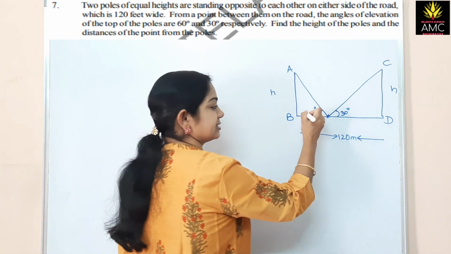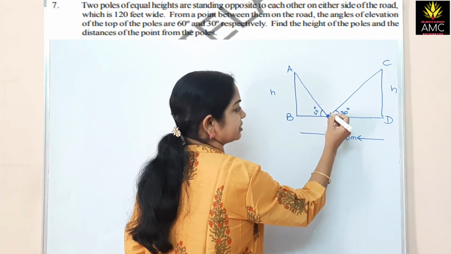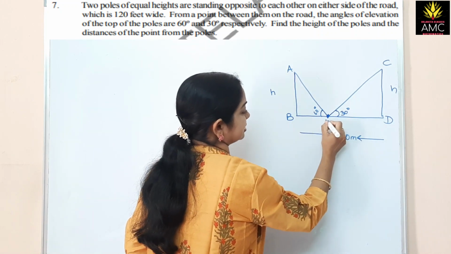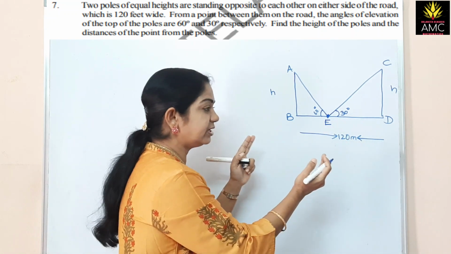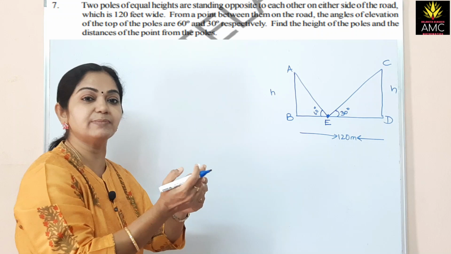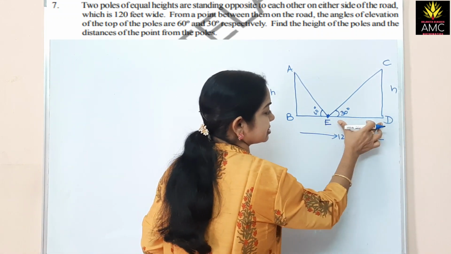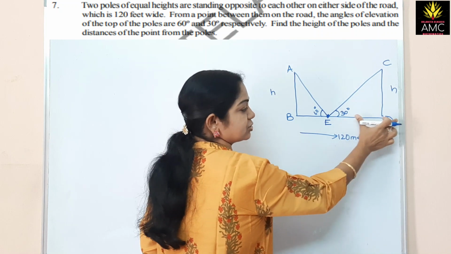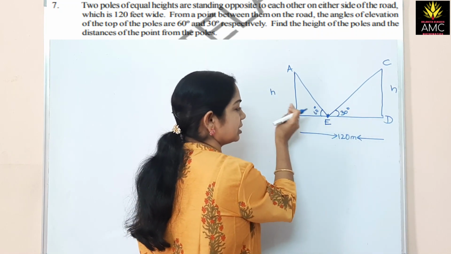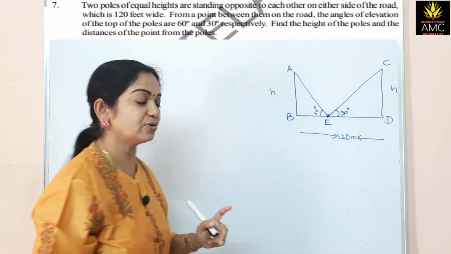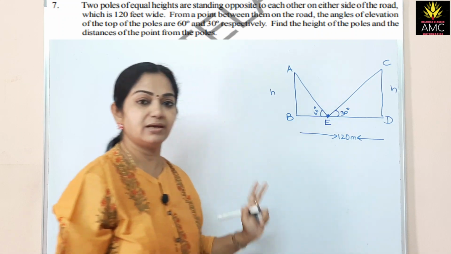Why didn't I take this as 30 and this as 60? Because I have kept this as the observation point. This is E. Let us suppose this is the point of observation. Now, if it is near to the pole, the angle will be more. This is somewhat less distance, and this is somewhat more distance, so it is away from the pole. So that is 30 degrees. This is towards the pole, that is 60 degrees. So I have mentioned this as 60, this as 30. This information is given, that's all.